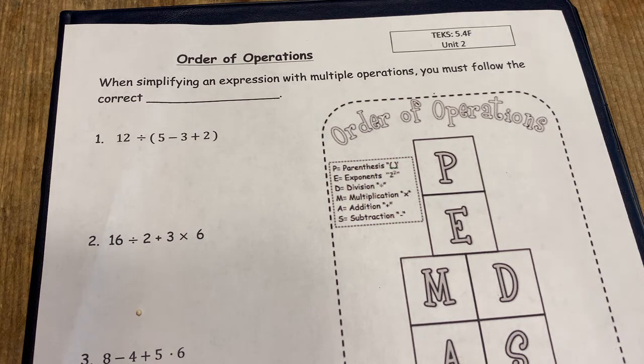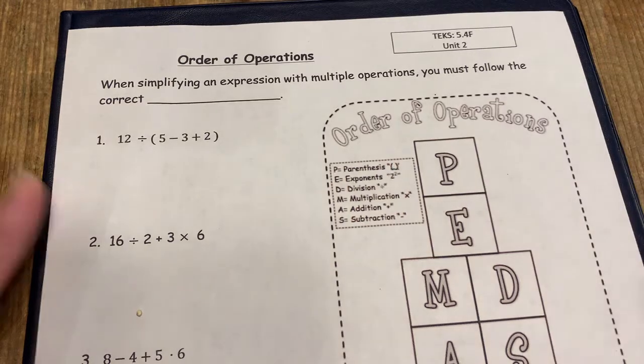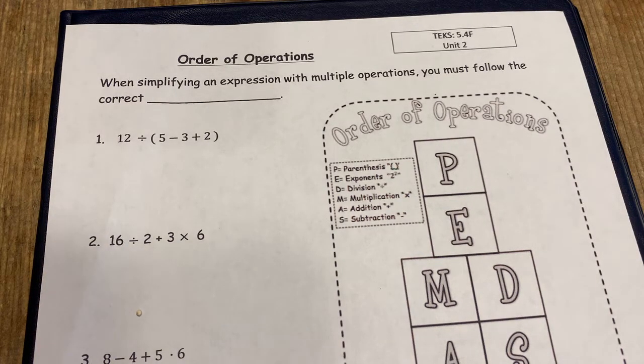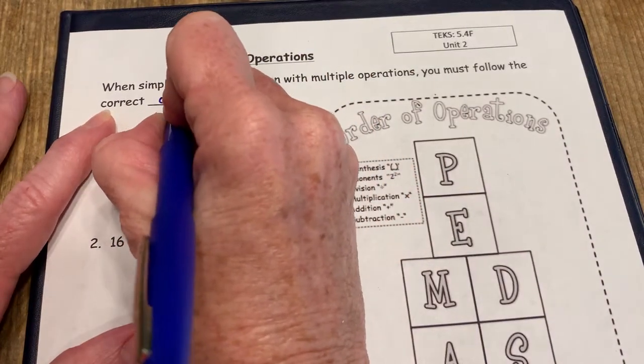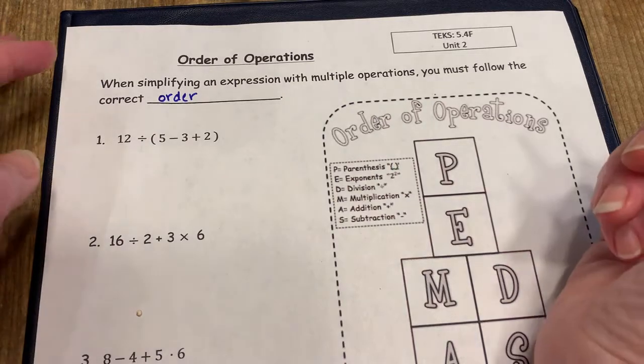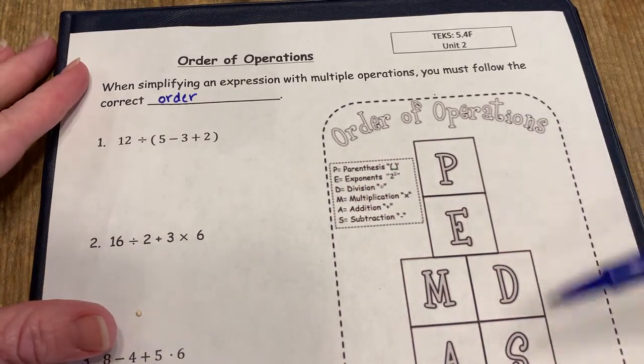Okay, so we call this order of operations, and all that means is when simplifying an expression that has multiple or more than one operation, and by operation I mean add, subtract, multiply, divide, those kinds of things, then you must follow the correct order. When you come to a stoplight, you have to wait until it's your turn, right? Okay, so you've probably seen this before.